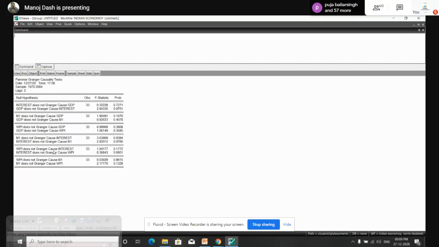Out of this, money supply does not Granger cause. So it means the first one, what is the first one? Interest does not cause GDP. Not significant. Okay. It means GDP causes interest. Any doubt? कैसे significant नहीं हो रहा है? मतलब क्या? दूसरा significant आया है ना?